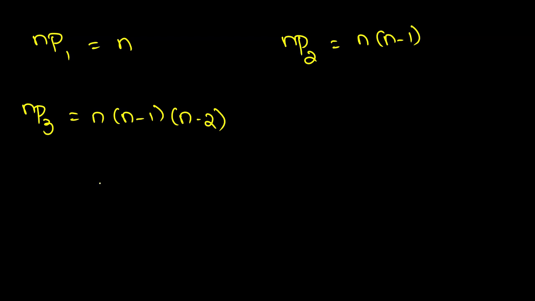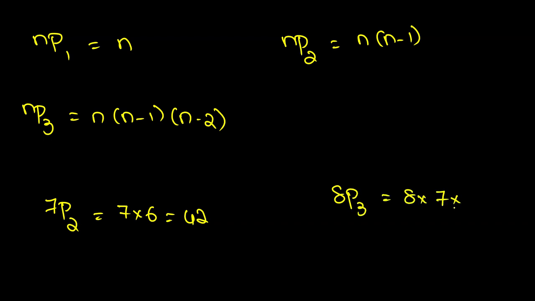If they ask 7P2 now, what do we have to do? Formula not required. 7P2 means two terms we have to write: 7 into 6, 42. That's it. If it is 8P3, 8 into 7 into 6. Three terms we have to write.